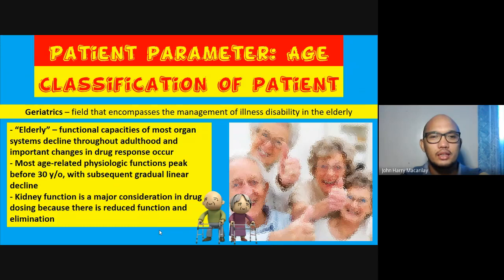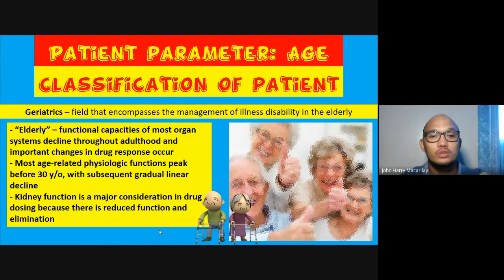Next classification of patient that needs adjustment of dose is your geriatrics. Well, that encompasses the management of illness and disability in the elderly. So when we say geriatrics, these are referring to elder people or old people or elderly. Functional capacities of most organ systems decline through adulthood and important changes in drug response occur. So this is the difference between your pediatrics and your geriatrics. For pediatrics, underdeveloped organs. For elderly or geriatrics, it's the decline or the wear and tear of the body organs.